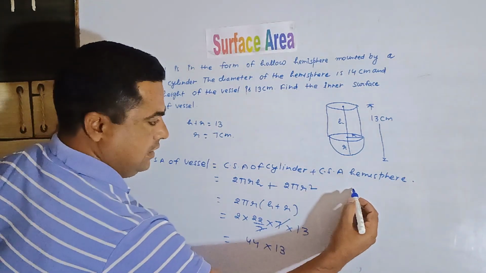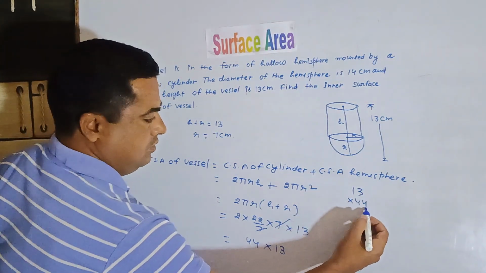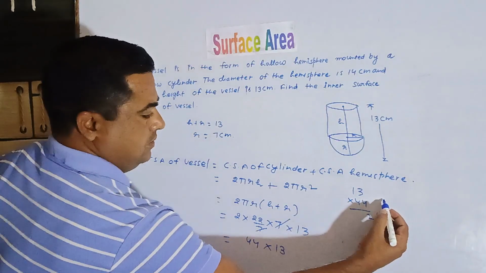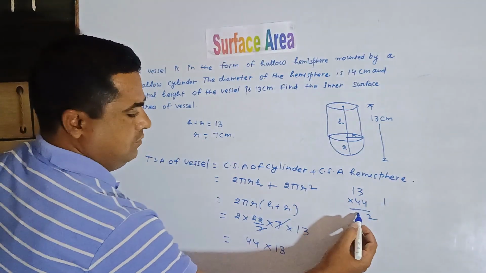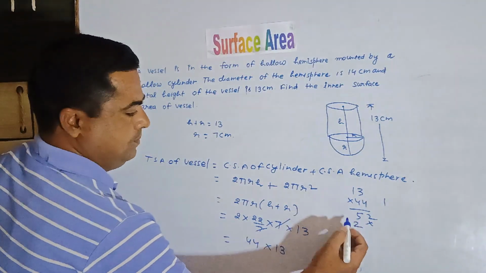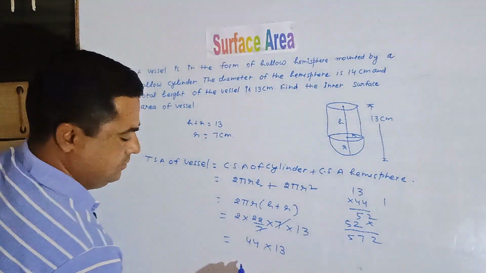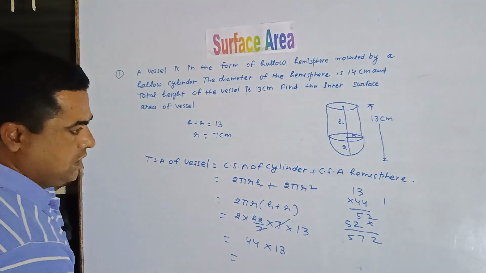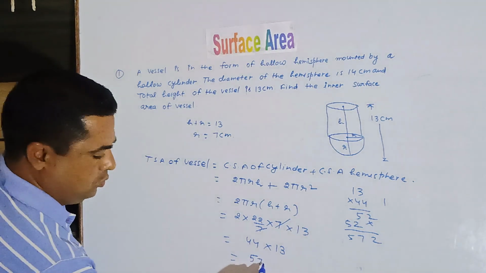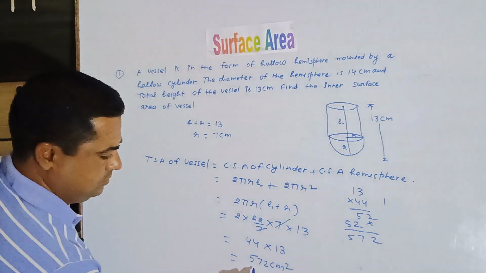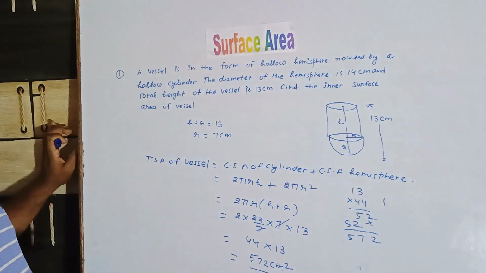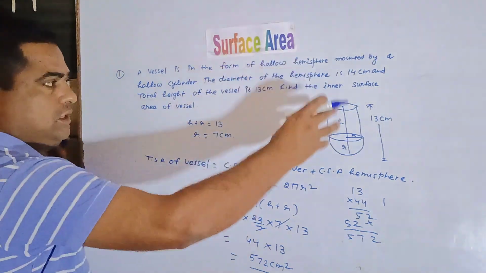Now this will be 44, 2 into 22 is 44, into 13. Now we are doing the calculation. 13 into 44 will be 572. Then the total surface area of the vessel will be 572 centimeter square. Okay, this is the total surface area of this vessel.